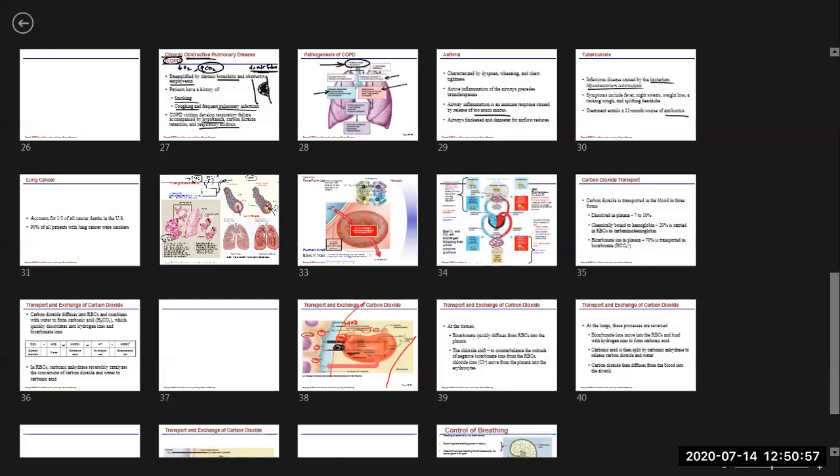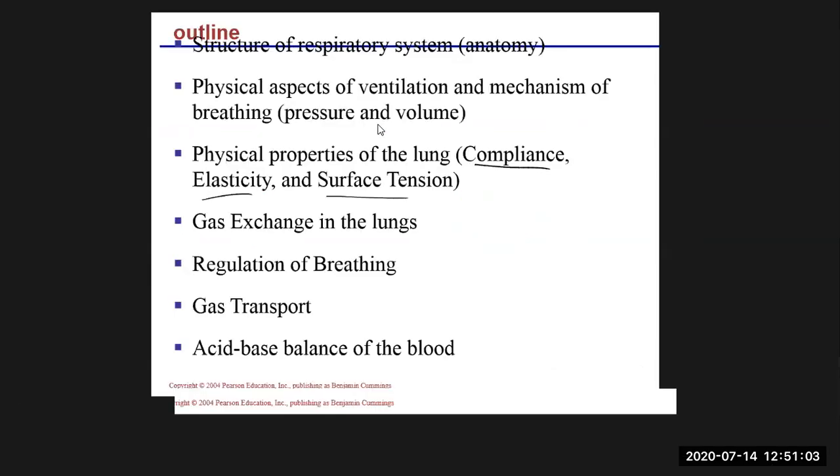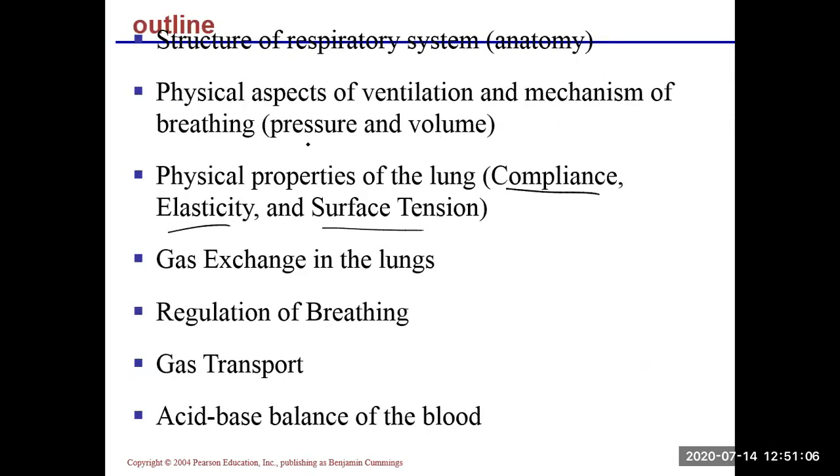All right, so looking at the highlights of what we discussed, we looked at the pressure and the volume, Boyle's law. We looked at the structures that were important. We looked at compliance, elasticity, surface tension. Remember the surfactant cells. We discussed the gas exchange in the lungs, both oxygen and carbon dioxide. So we discussed the regulation of the breathing, sensors, peripheral and central chemoreceptors, what they do, what they sense, and how they monitor, increasing the effectors or respiratory muscles, for instance.